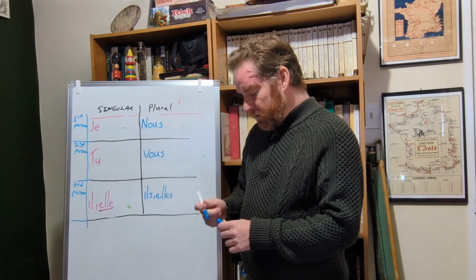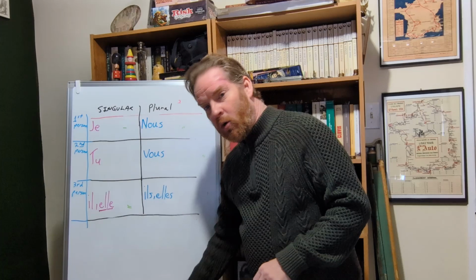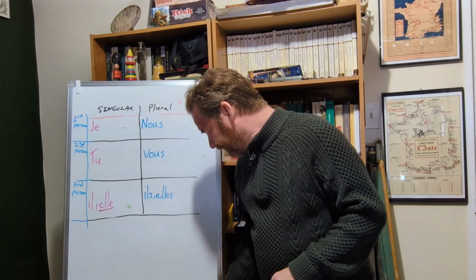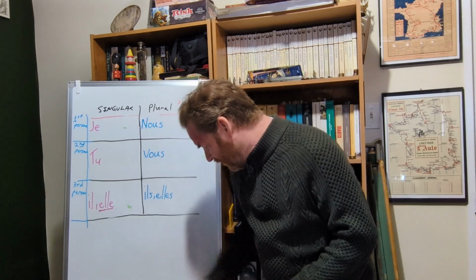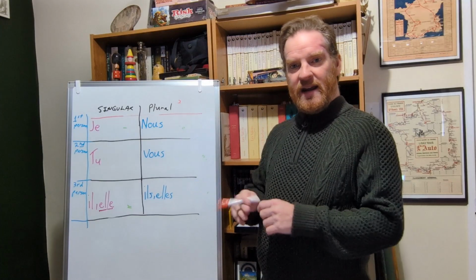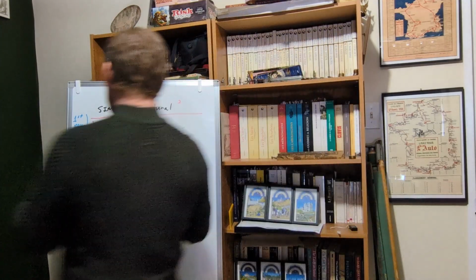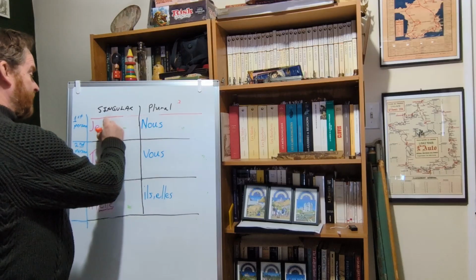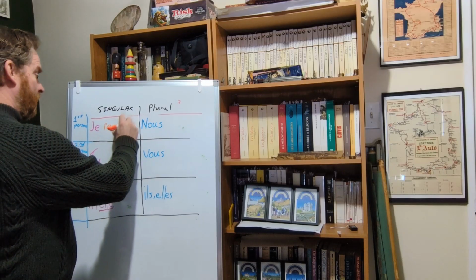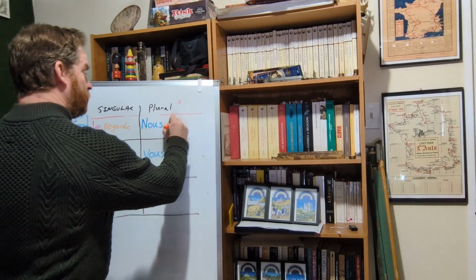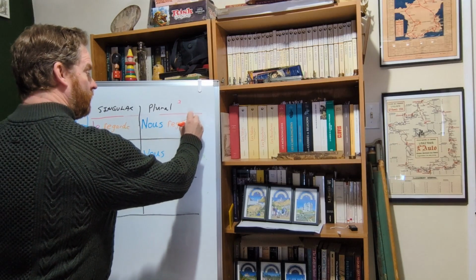And then what I would do, and this I do as whole class instruction, is then we look at the verbs again. So I'm going to use regarder again as our example. So je regarde and nous regardons.